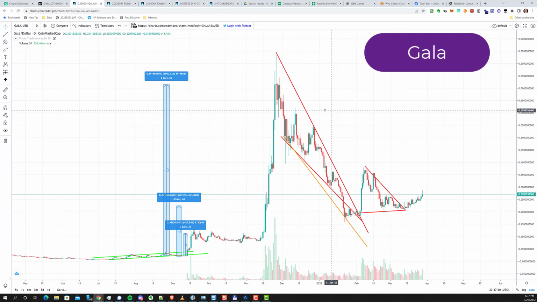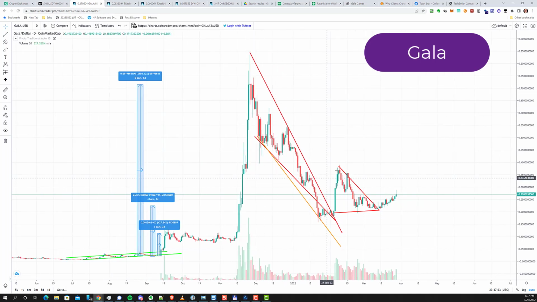So you can see the red lines here is where we're going down, and these are called descending wedges. I talked about how oftentimes after you have a descending wedge, the price starts going up. And of course, Bitcoin is the big daddy of everything. And so Bitcoin started going up this week, and so therefore Gala started going up, right?